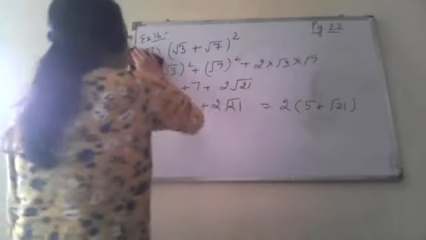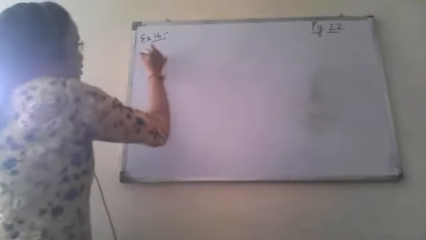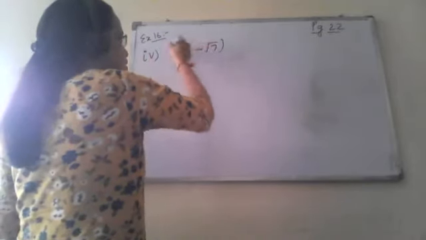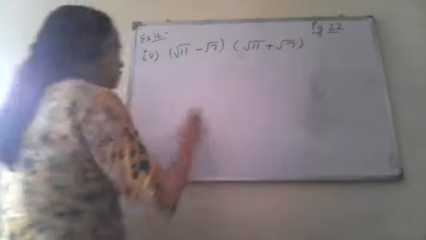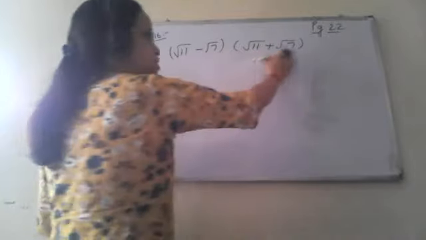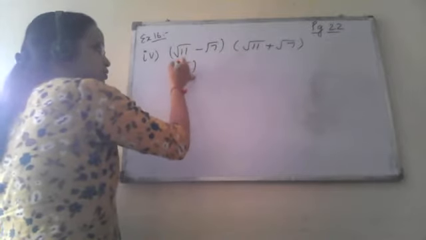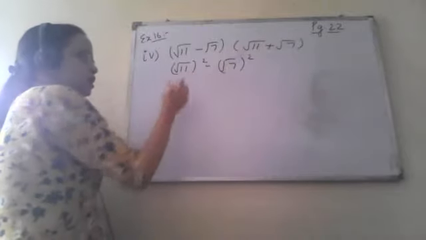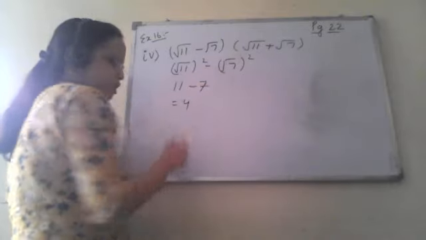Now fourth part, (root 11 minus root 7) into (root 11 plus root 7). Here we have a minus b, a plus b. This will be a square minus b square. In place of a we have root 11, in place of b we have root 7. So root 11 square is 11, root 7 square is 7. So 11 minus 7 is 4. So the answer is 4.